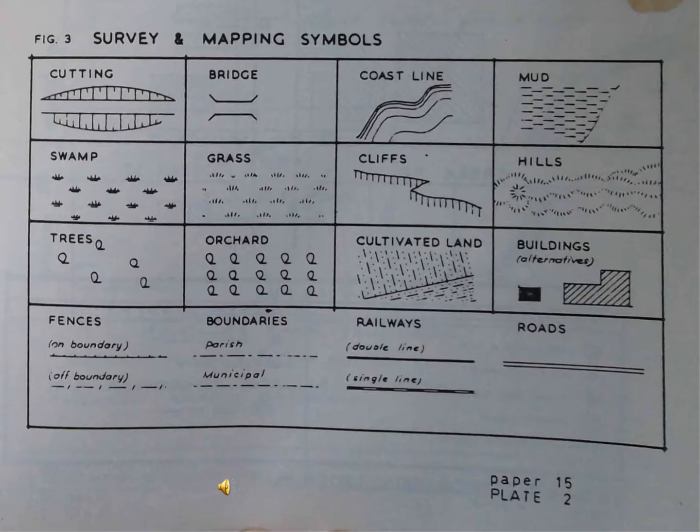Symbols are used in the survey and the mapping. They can include cutting, bridge, coastline, mud, swamp, grasses, cliffs, hills, trees, orchards, elevated lines, buildings, fences, boundaries, railways, and roads. All are indicated by those symbols.